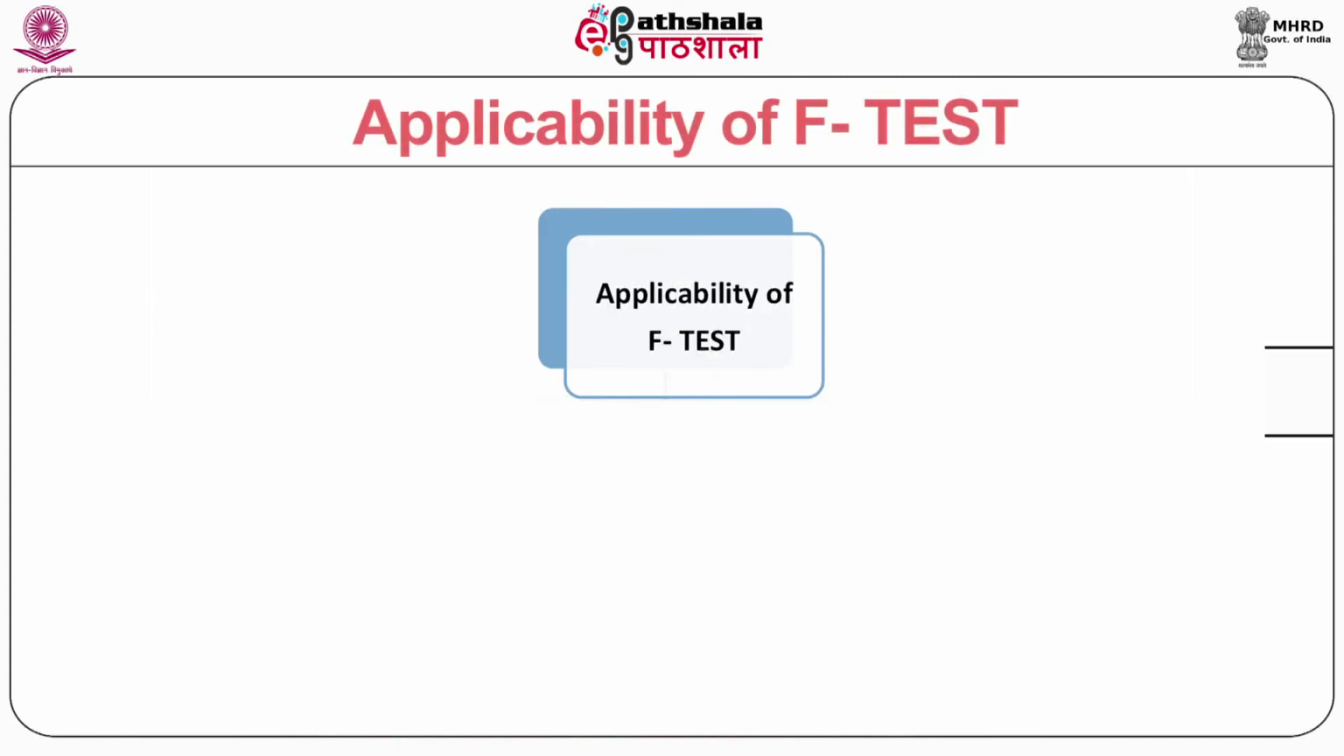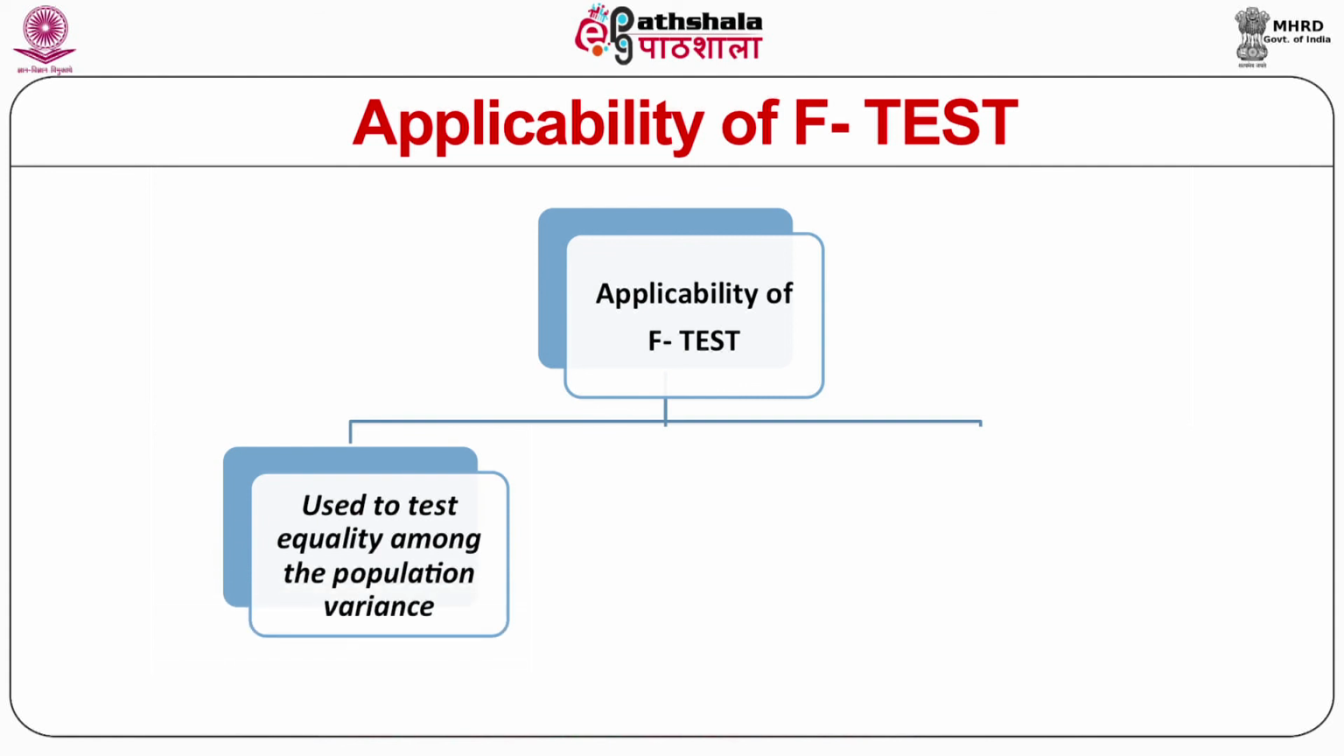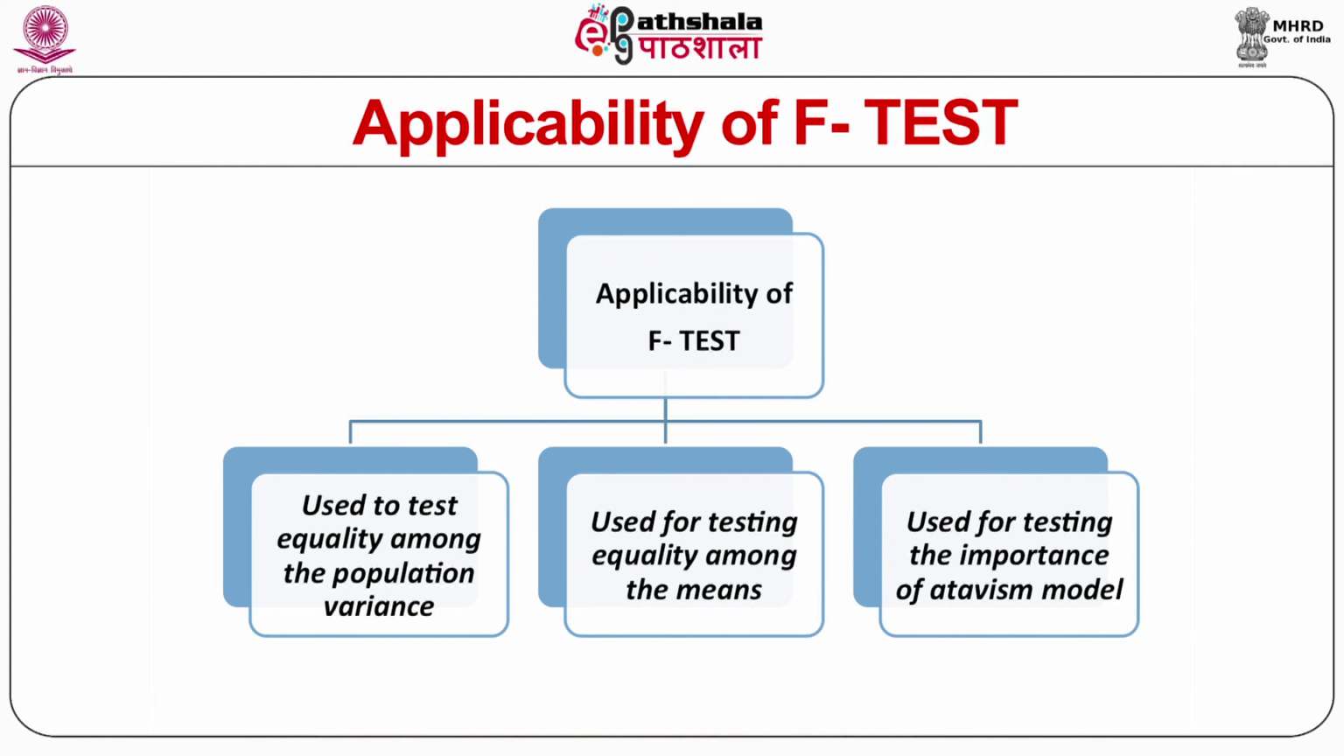It is used to test the equality among the population variances. This test is used to test if there exists any kind of equality among two population variances. Secondly, this test is used for testing equality among the means. This is carried out with the help of a technique called analysis of variance, or in short ANOVA. Thirdly, it is used for testing the significance of a regression model.